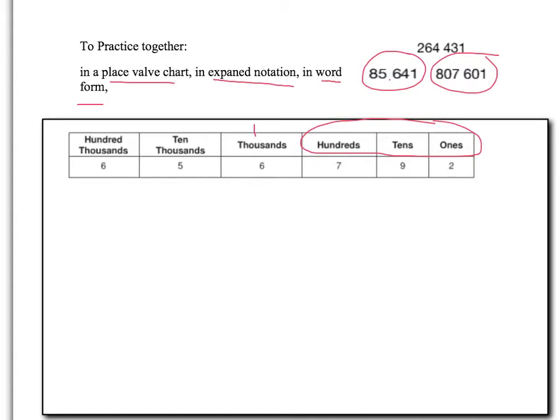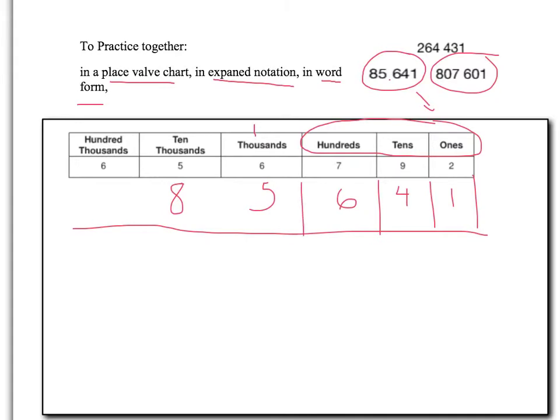So in a place value chart, it's best to start from the back. I'm going to start with 85,641. So 1, 4, 6, 5, and 8, and we would have no digit there. The place value chart for 807,601. Again, starting at the end, you do have to put those zeros in.